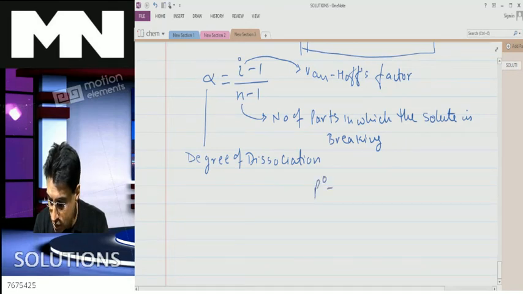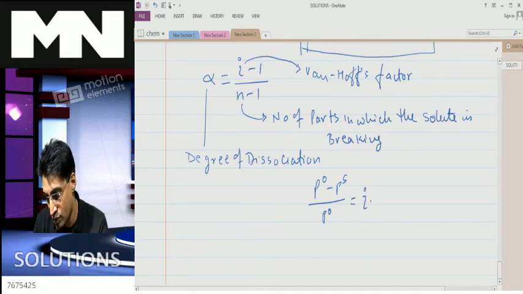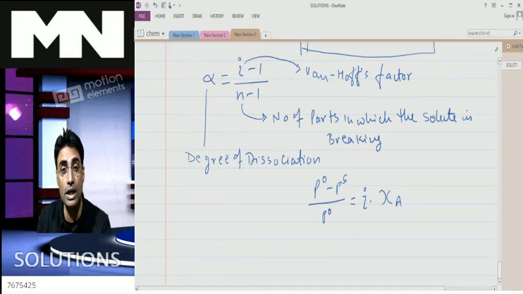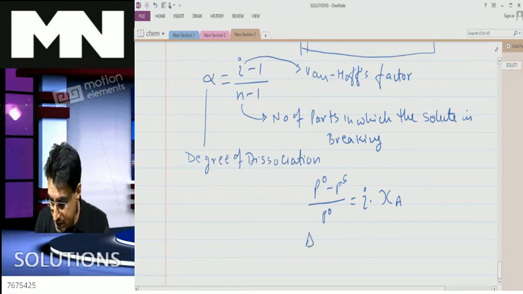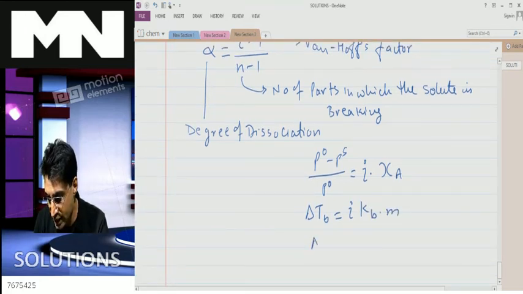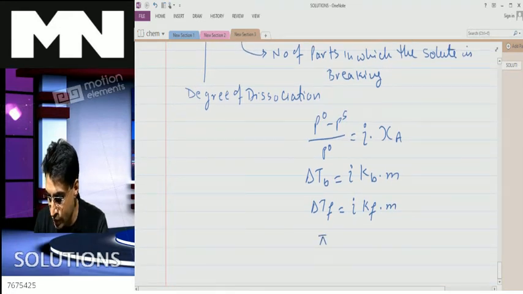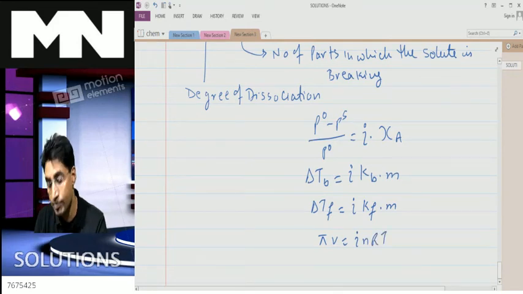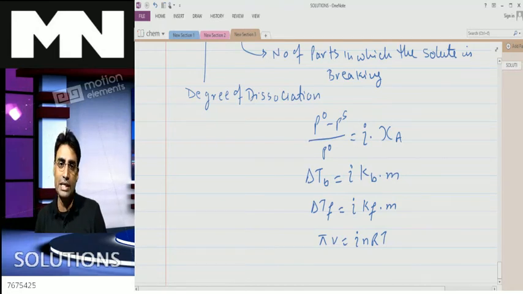So here in this case, we can write (P naught minus Ps) upon P naught is equal to i into Ka. So that will give you the correct molar mass. Likewise, delta Tb is equal to i into Kb into molality, or delta Tf is equal to i into Kf into molality, or pi V is equal to i nRT.